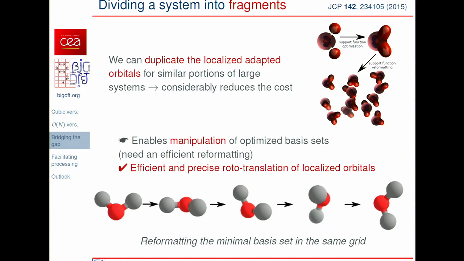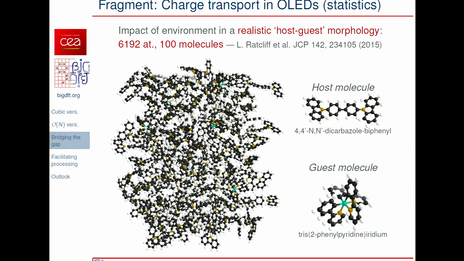I would like to point out that if you avoid optimizing the basis set, we gain a factor of 10 for the calculations. So one application is to calculate the charge transport in organic LEDs. From coarse graining, we have some statistics, some organic films composed of two kinds of molecules, the host molecule and the guest molecule. Then we optimize our localized basis set for these two kinds of molecules.